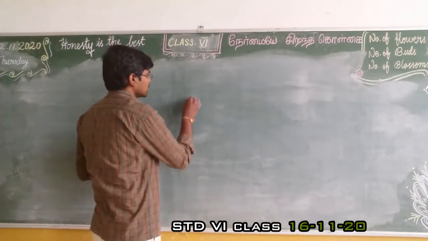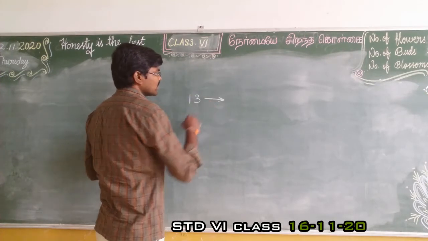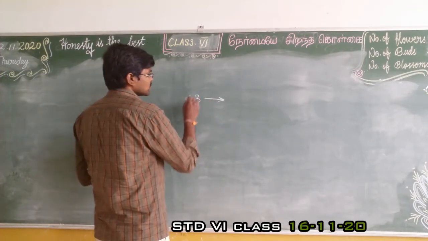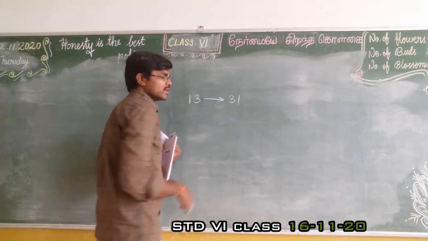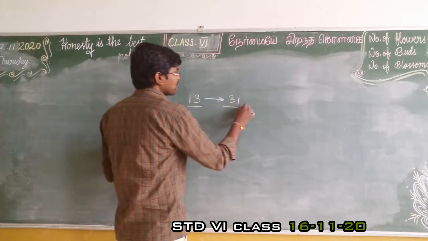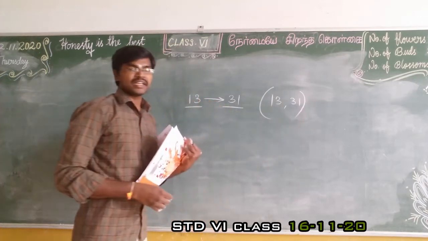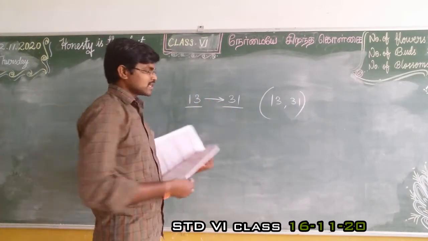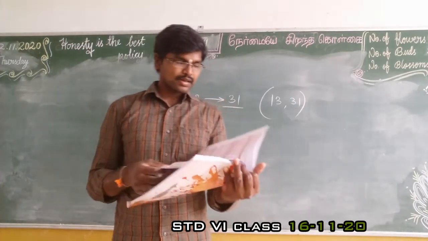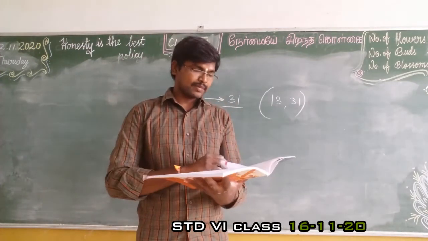So 13. What is the interchanging of the numbers? 13 means here 31. So this type of pair, 13 with 31. What are the pairs available in our prime numbers?